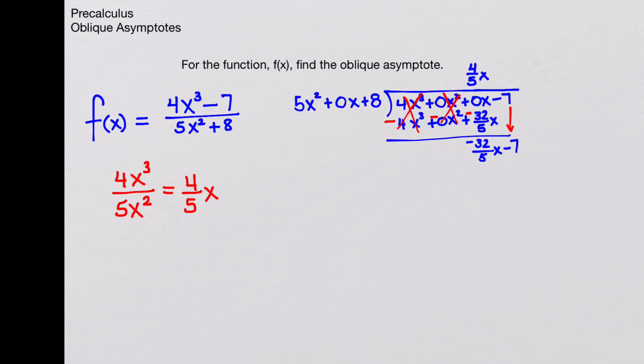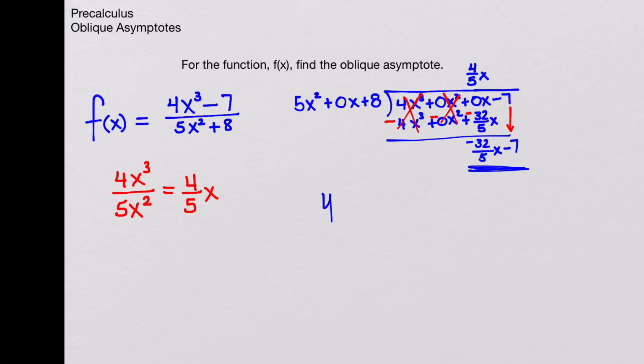So now I go back to 5x squared is my first term. And I look to see how many times 5x squared goes into minus 32 over 5x, and it doesn't go in, right? Because you can't divide x squared into x. So my oblique asymptote then, I'm all done, because the rest of this here is just remainder.